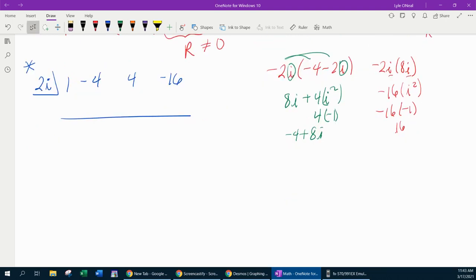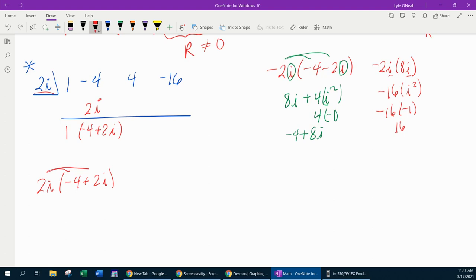So let's do this one more time with positive 2i. Again, the 1 comes down. 1 times anything is itself. Negative 4 plus 2i. Can't add those. Not like terms. And then this is going to get multiplied by 2i. 2i times negative 4 plus 2i is going to require the distributive property.